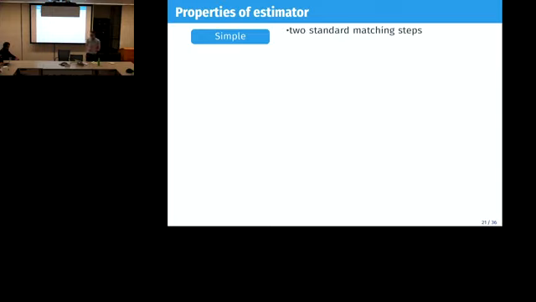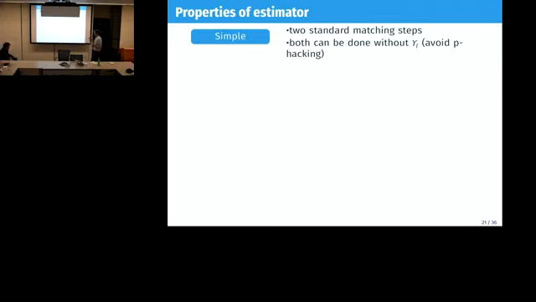Well, we think it's simple. There's basically two standard matching steps. Both of the steps that we talked about involve matching a binary M and a binary A in terms of some covariates. And a lot of us have good intuition about how to do those kinds of matching procedures.